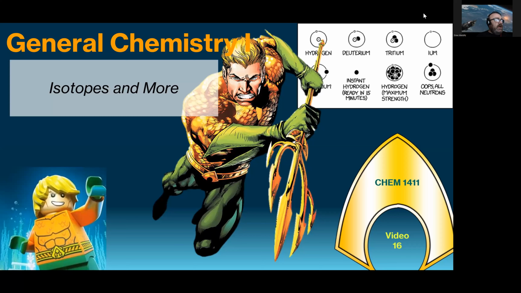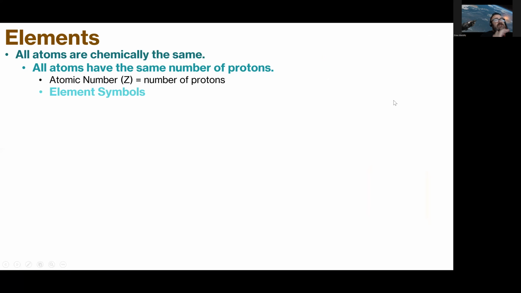Alrighty, let's talk about isotopes. Let's get some more parts of the atom under our belt as we think about some things here. First, before we dive into that, let's think about elements in general.